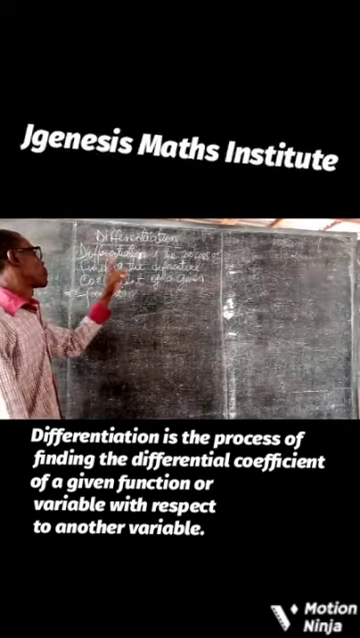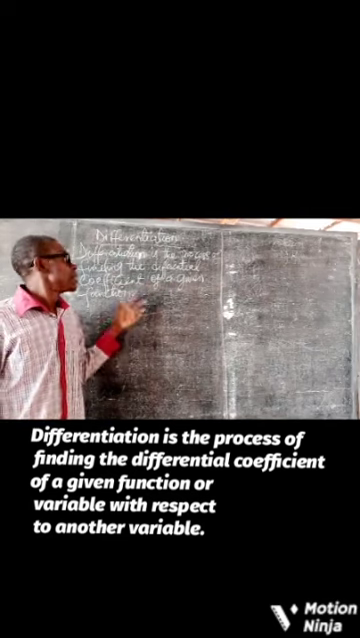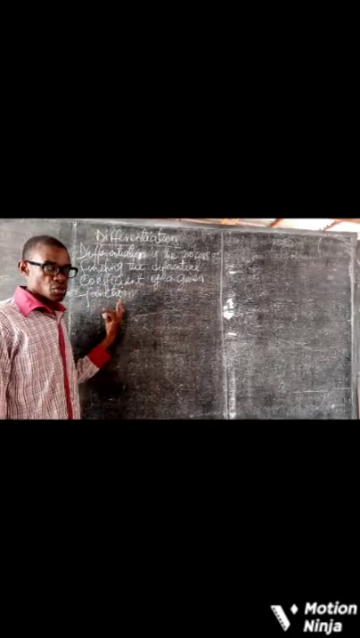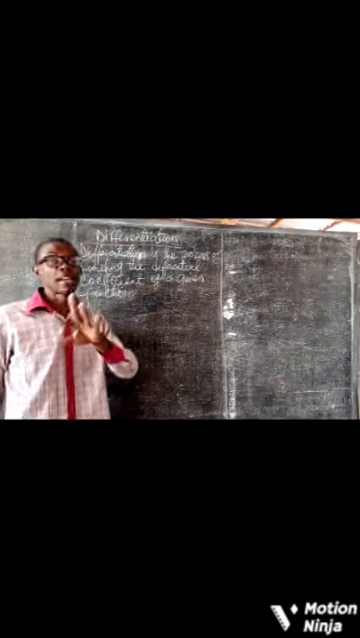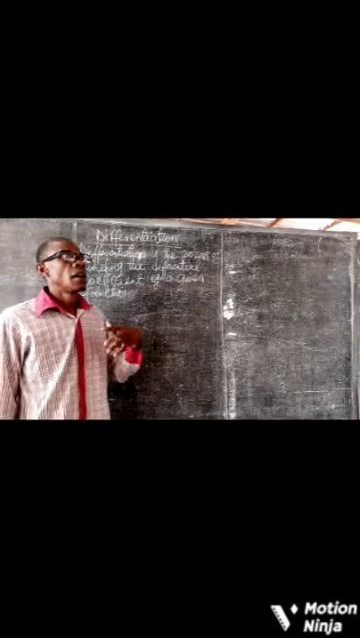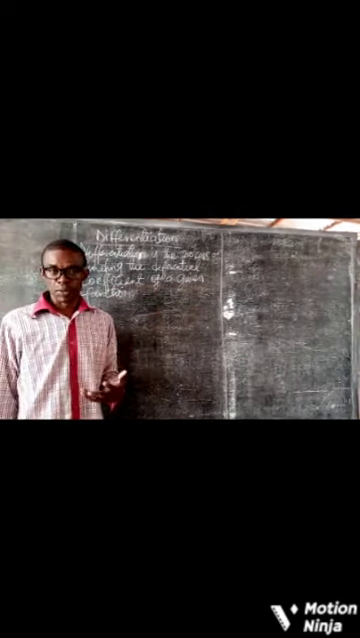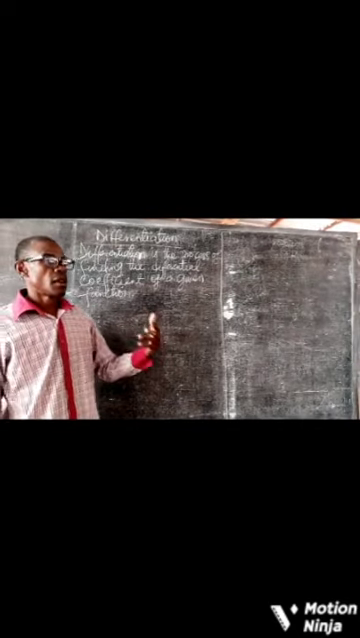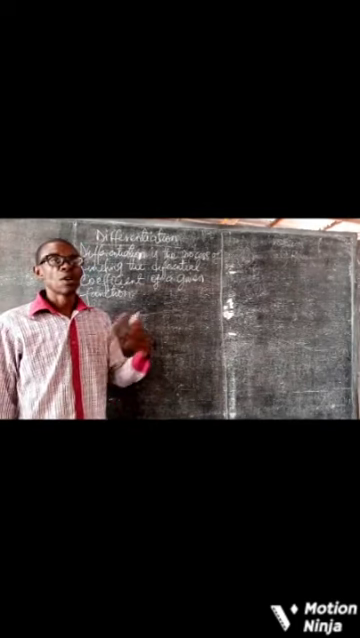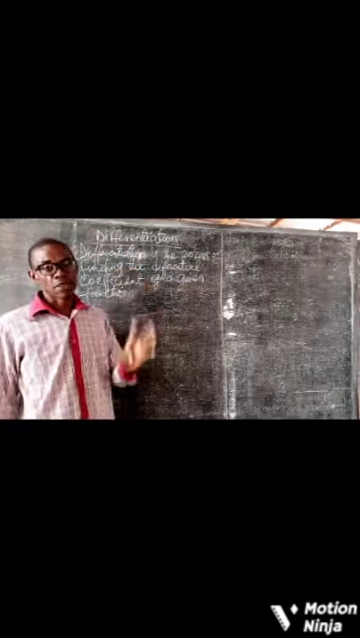Differentiation is the process of finding the differential coefficient of a given function. The concept there is the differential coefficient, and then we have the function. Don't bother too much about the differential, but we have to define it by practical calculation. That is to say, we are trying to find the change in a variable with respect to another variable. For example, we want to find the change in y with respect to x. In this case, we have two variables we are dealing with. One is called the dependent variable, and the other is called the independent variable.